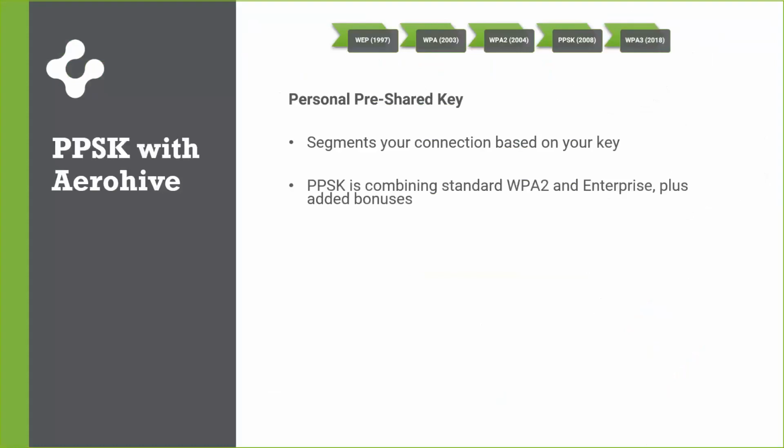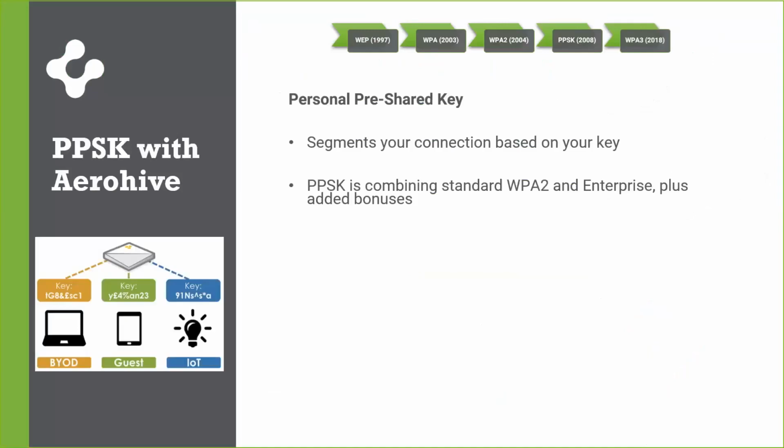Now this key is similar to WPA2, but has benefits of enterprise and more. To make it somewhat visual, if you look at the picture we have on the screen here, think of 3 devices that each have their own key to authenticate to a wireless network. And because of that key, I know if the device is a bring your own device piece. I know if it's part of my guest network, and I know if it's, you know, a thermostat or something that's part of the Internet of Things, just because of the key.